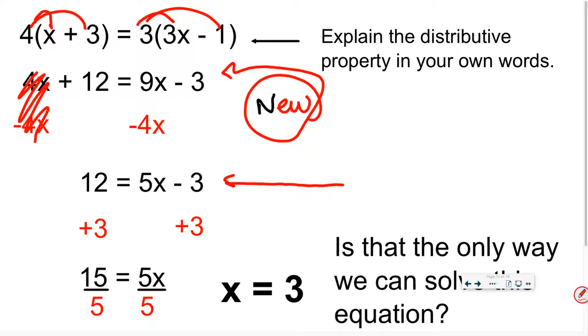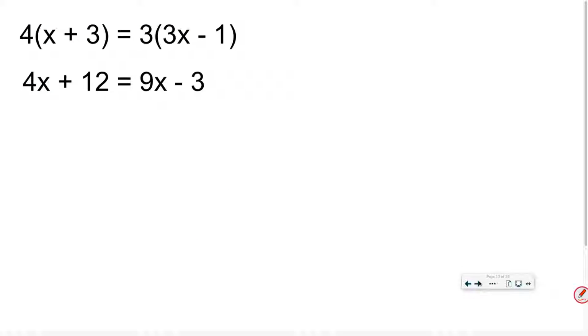Is that the only way we could solve? Or is there a way I could start differently? Could I start that solving process differently? Or do I always have to subtract 4x to begin? Another way? Or no? Could subtract 3. Good. Think about your operation though, you're a little off. That's not the only way.